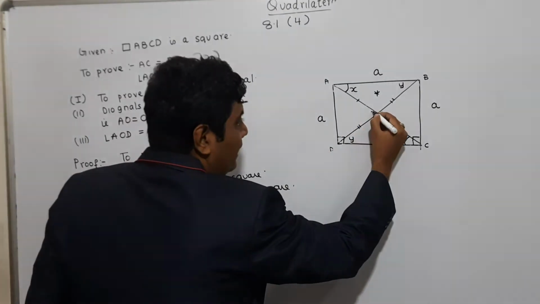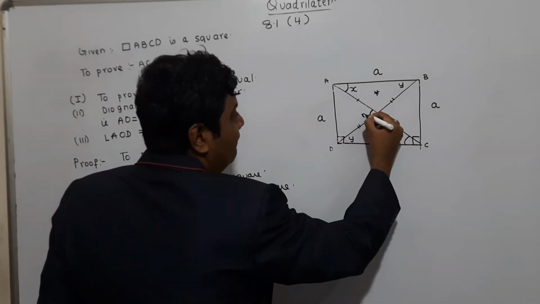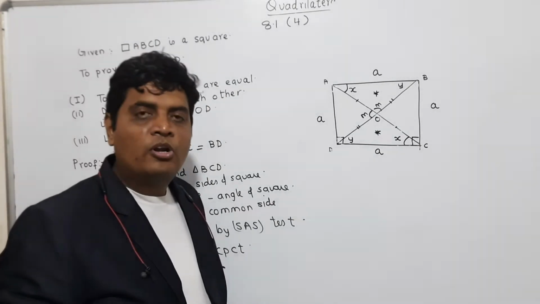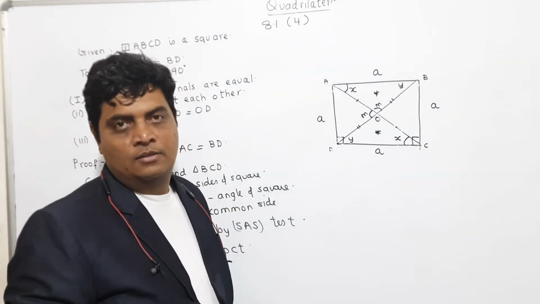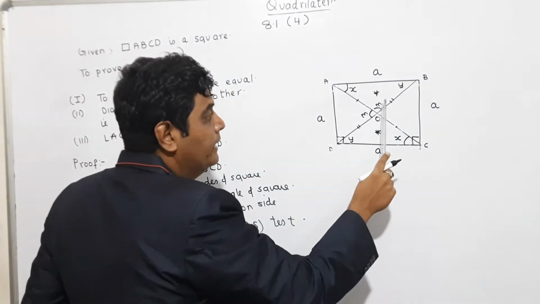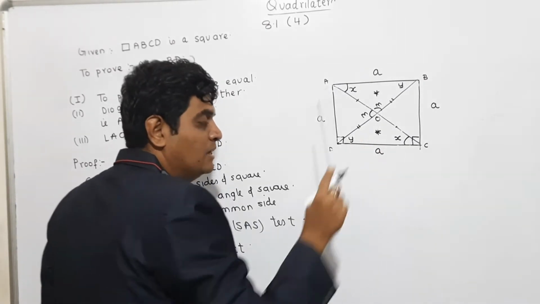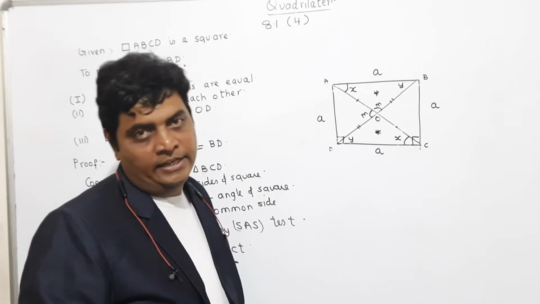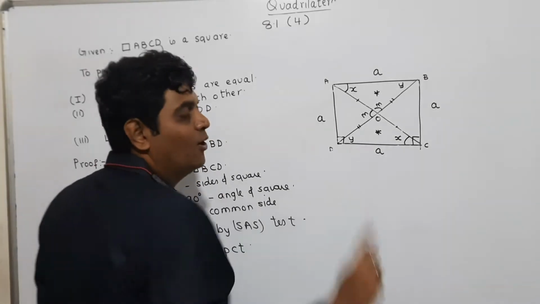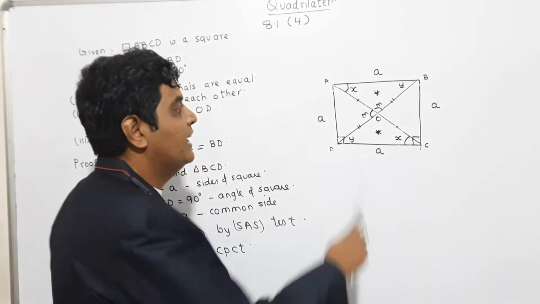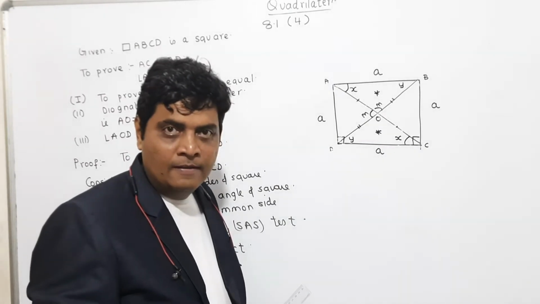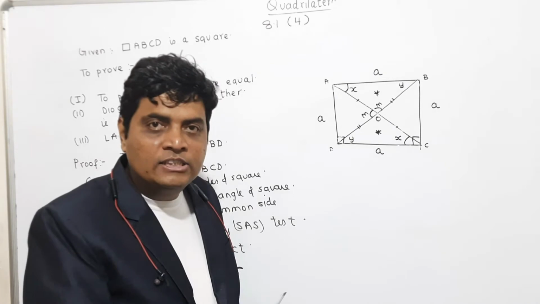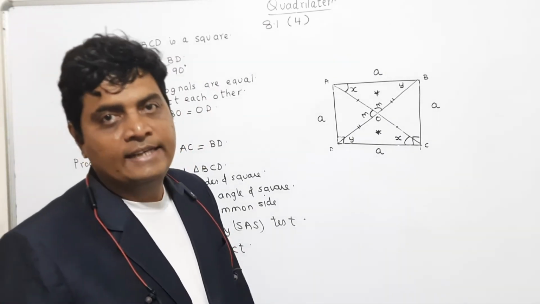Therefore, suppose I name this angle as M. This angle is congruent to this angle, corresponding parts of congruent triangles. But they form a linear pair. Therefore, M plus M is 180, 2M is 180 and M becomes 90 degrees. And hence this angle also becomes 90 degrees. So the diagonals of a square, they are equal and they bisect each other at right angles.